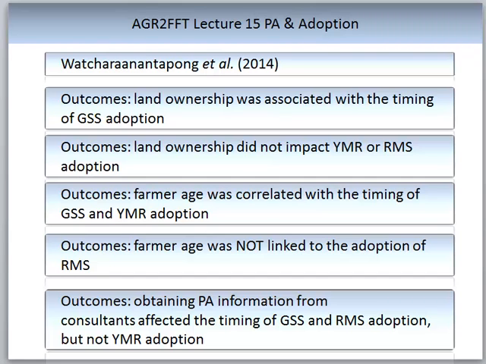Farmer age was correlated with the timing of grid soil sampling and yield monitoring, but not that of remote sensing. It was shown that obtaining precision agriculture information from consultants affected the timing of grid soil sampling and remote sensing adoption, but not that of yield monitoring. Therefore, it may be concluded that there are other factors correlated with early adoption of all of these three technologies.